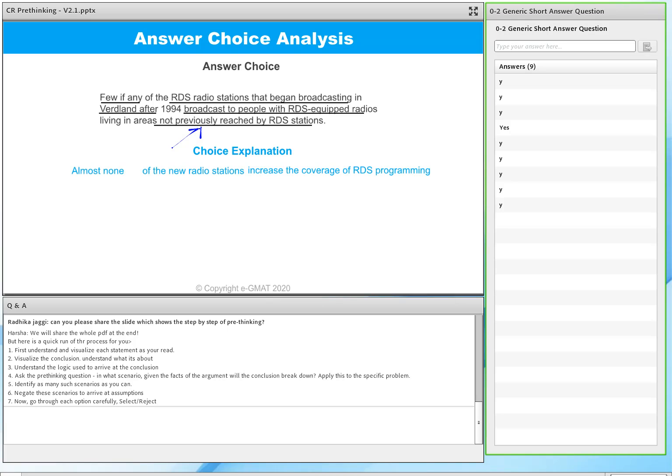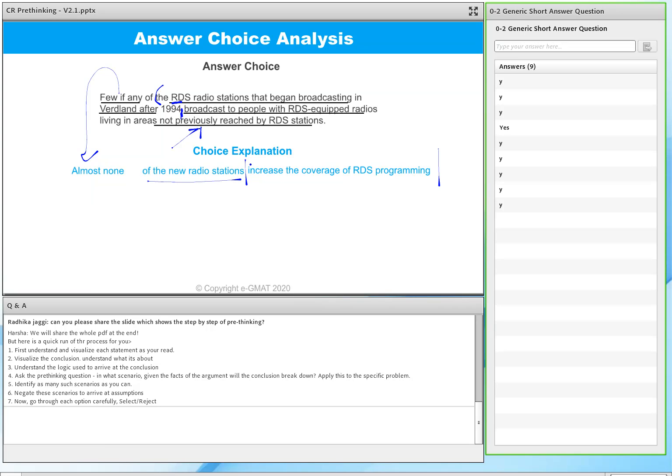So let's translate this into a simpler one. Few, if any, means almost none. Now, of the RDS stations that began broadcasting after 94, these are the new radio stations. Let's start with this part over here: broadcast to people with RDS equipped radios living in areas not previously reached. What does that mean? That's increasing your coverage of RDS programming.